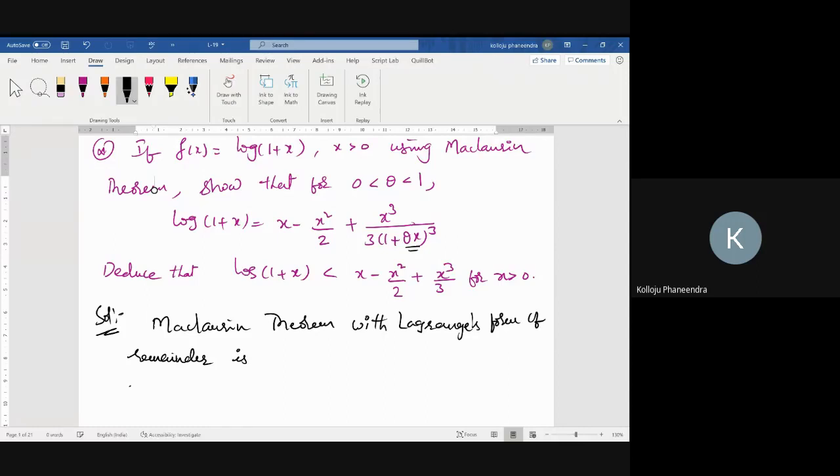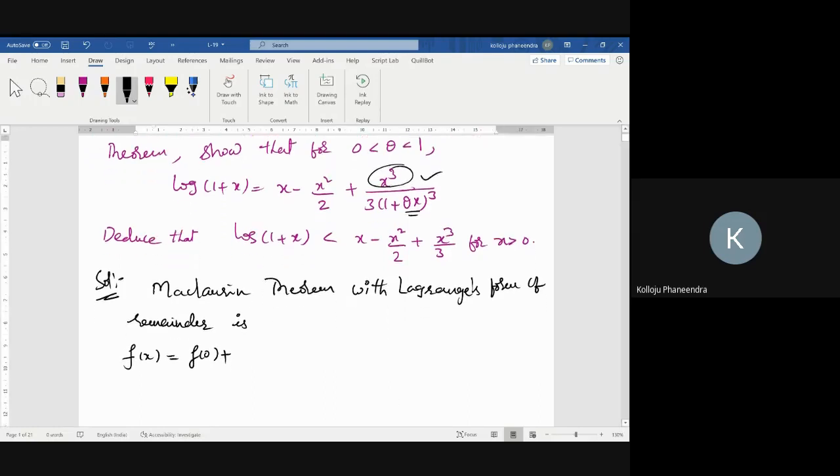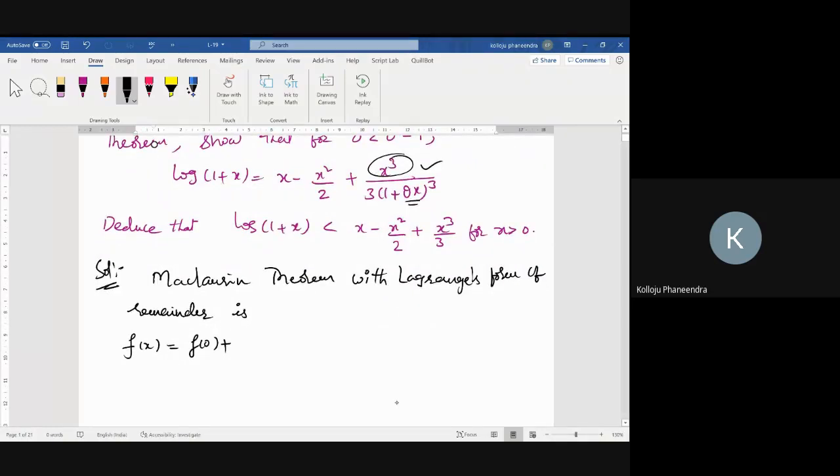The function f of x is equal to f of 0, and this one is up to third degree. Let me write the overall formula first, then truncate it up to third degree: x into f dash 0 plus x square by factorial 2 into f double dash 0 and so on, and lastly x to the power of n by n factorial f^n of theta x.